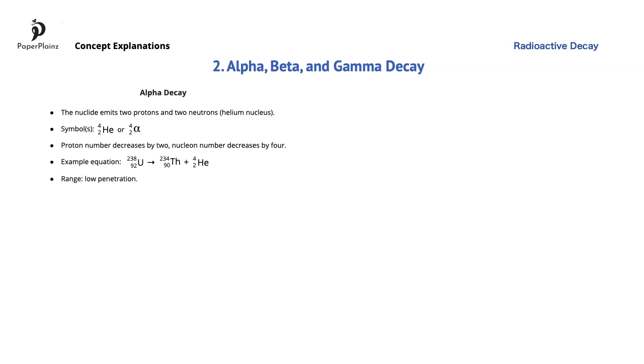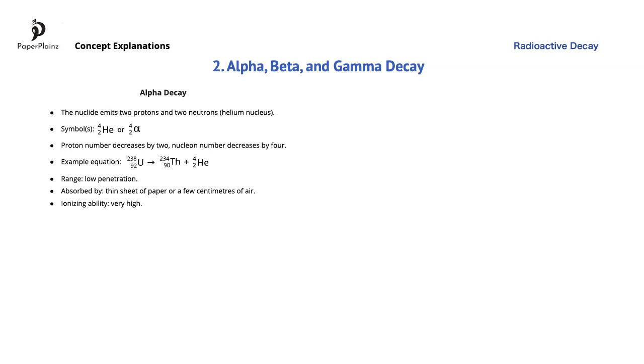One is that alpha particles are massive when compared to beta and gamma particles. The second reason is that alpha particles have 2 protons, so a charge of positive 2. Therefore, alpha particles easily interact with other particles. As a result, they are absorbed by a thin sheet of paper or a few centimeters of air.